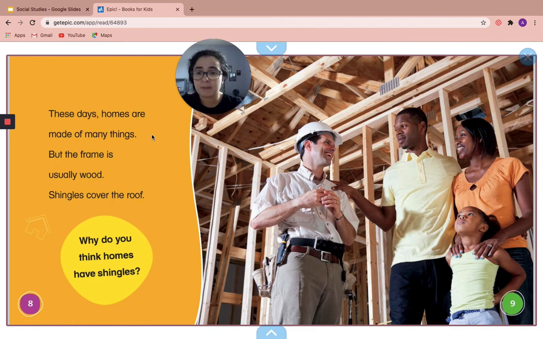These days, homes are made of many things, but the frame is usually wood. Shingles cover the roof. I see 2 vocabulary words on this page. What are they? I see frame and I see shingles. And then this question says, why do you think homes have shingles? So friends, why do you think that homes have shingles? I think that homes have shingles because maybe it can help to keep the roof really strong and to keep out the rain and the snow and the wind.